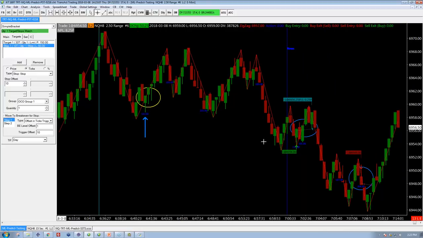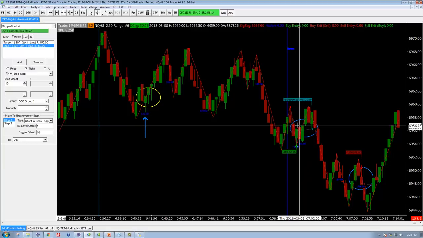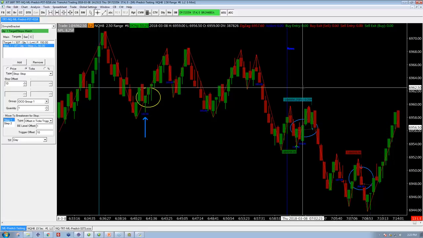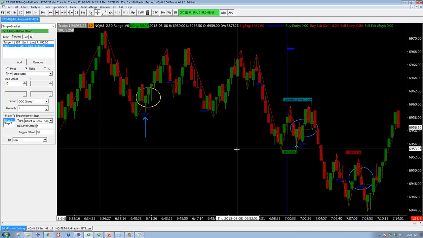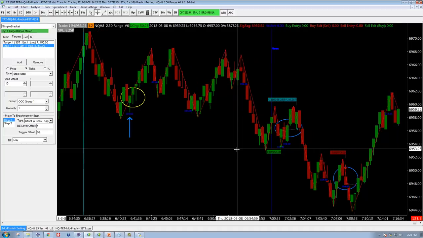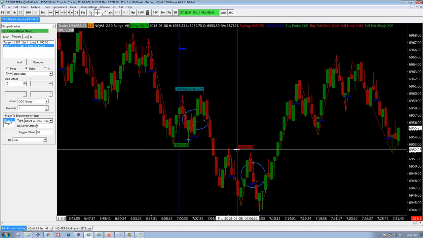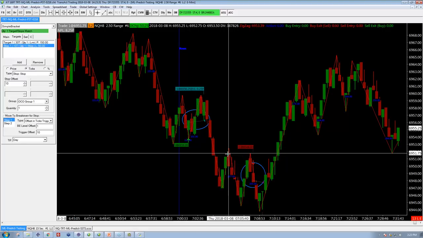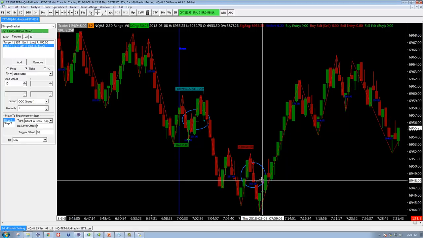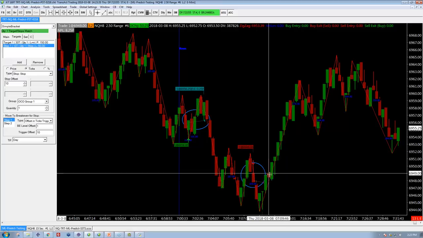The system says get long here, and it scratches. I'm using a very tightly controlled stop trail. It gets up 10 ticks, and it moves the stop to entry plus one. I would never trail that aggressively normally, but with the machine learning system, I'm being pretty conservative. Thus far, it's actually working out okay. There's a short there that also scratches. It sees this little pullback here and then gets short, gets its 10 ticks and scratches out.